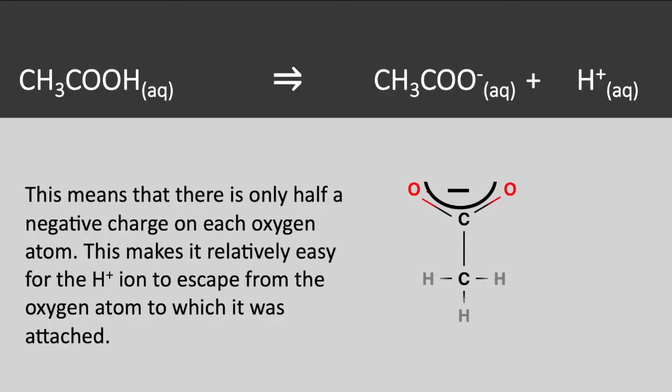So we can draw that in a slightly different way with the negative charge spread across those two oxygen atoms. And you'll see this is a very similar way that we draw benzene with the delocalized electrons. In a similar way, the negative charge is delocalized across the two oxygens and the carbon.